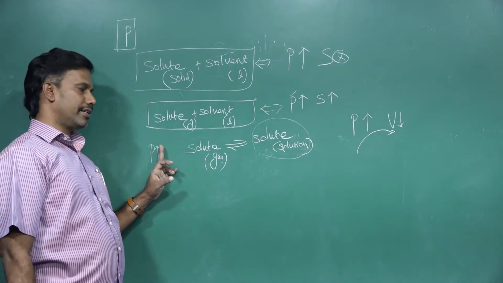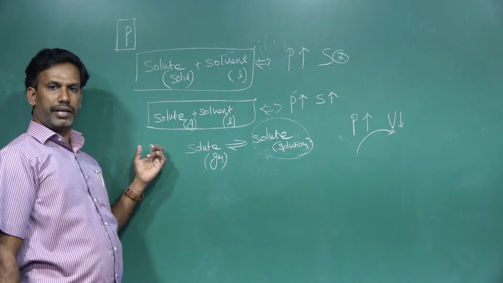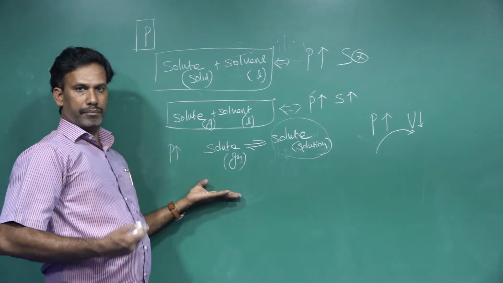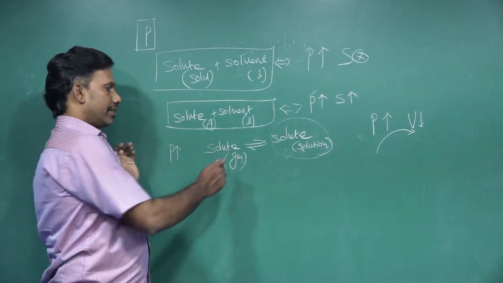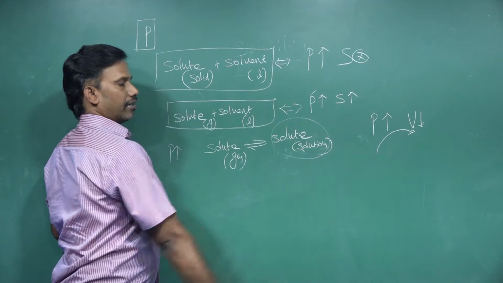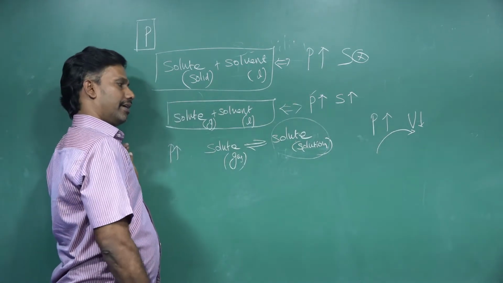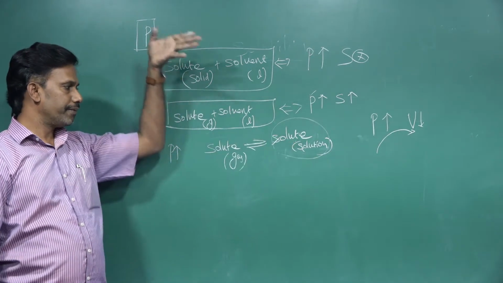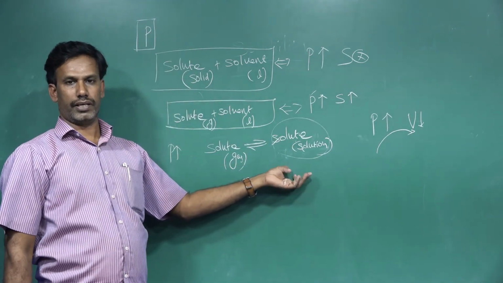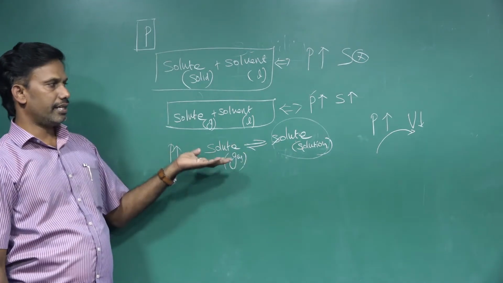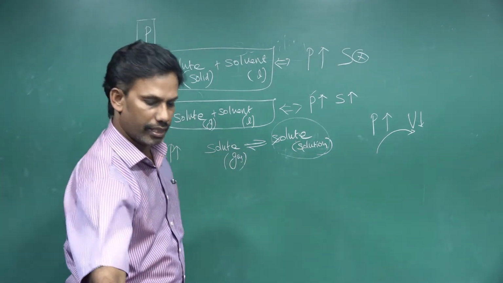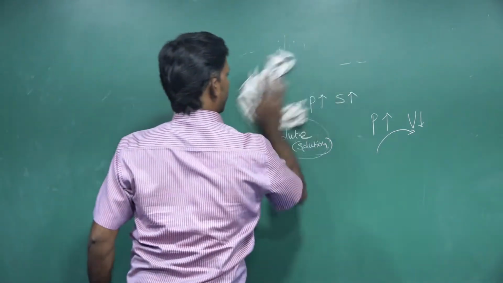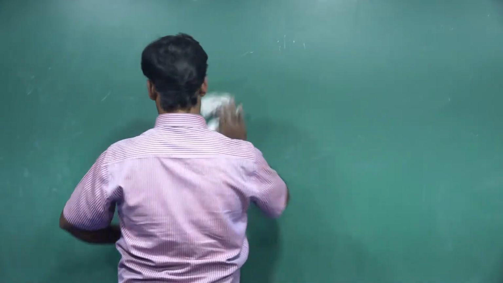According to Le-Chatelier, any disturbance given to the equilibrium will be nullified. If you add pressure, it is directed towards the forward direction. That is, more dissolution is formed, so more gas will dissolve from the gaseous state. Based on this, we have Henry's law to learn. What is Henry's law? We are going to see now.